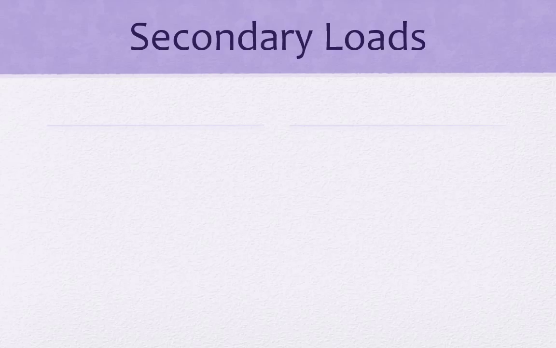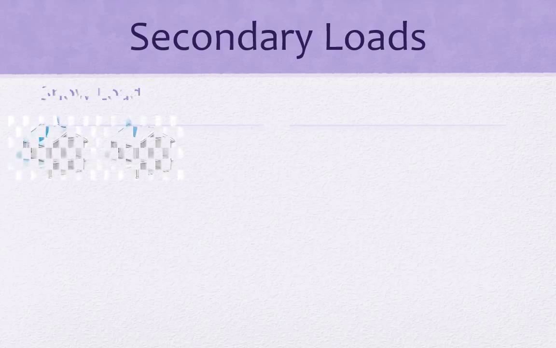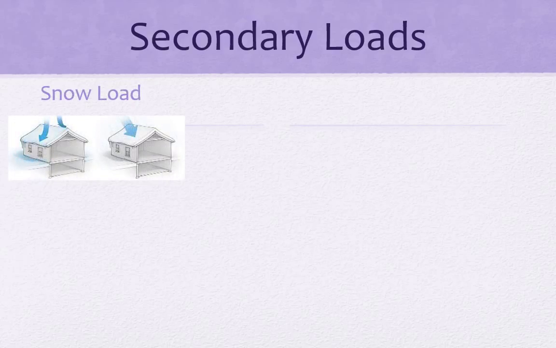Secondary loads. These are loads that may occur due to the environment in which a structure will be constructed. Not all are always applicable for designing, unlike primary loads, which must always be considered. Secondary loads include snow load, where the impact of snow falling on the roof and the force applied by the resting snow on the roof is considered.